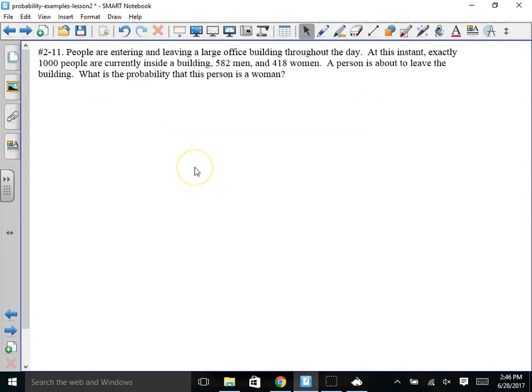It says, people are entering and leaving a large office building throughout the day. At this instant, exactly 1,000 people are currently inside a building, 582 men and 418 women. A person is about to leave the building. What's the probability that this person is a woman? Okay, so a big word problem here, but actually this is pretty straightforward.